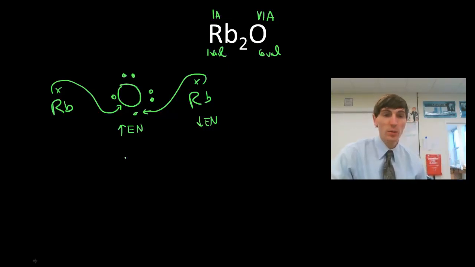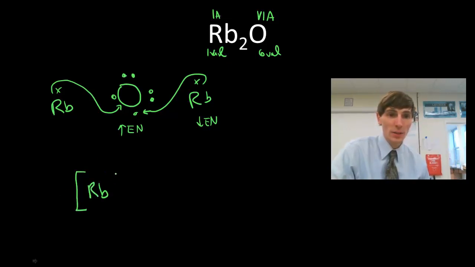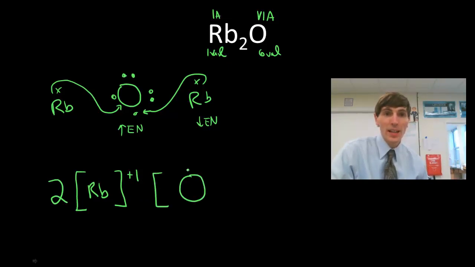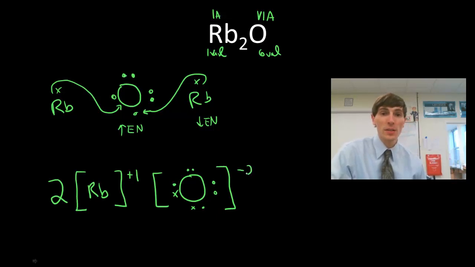So it gets to 8, and when this happens, now I'm going to draw my metal first. Rubidium is out of electrons. It has gained a charge. Now it's +1, and I have 2 of them. And then oxygen, I'm going to draw that in a bracket, now has 2 extra electrons. And I'm just going to draw an X. And oxygen now has a -2 charge.